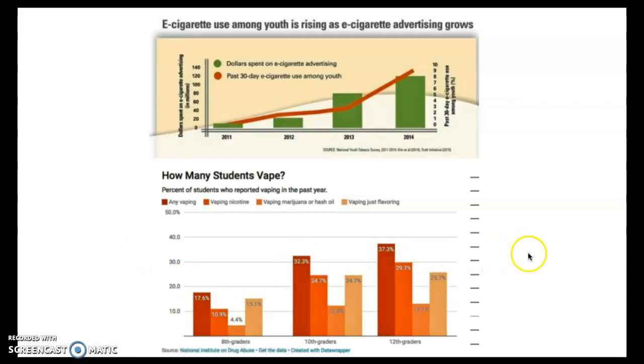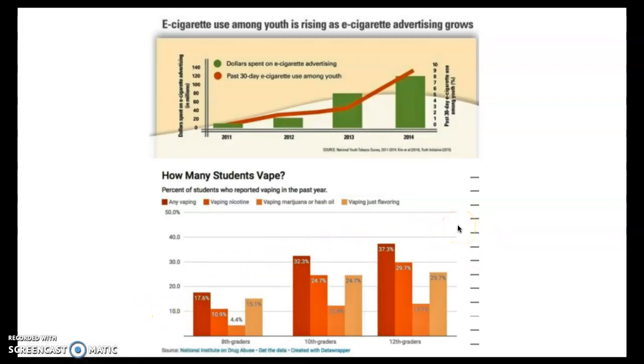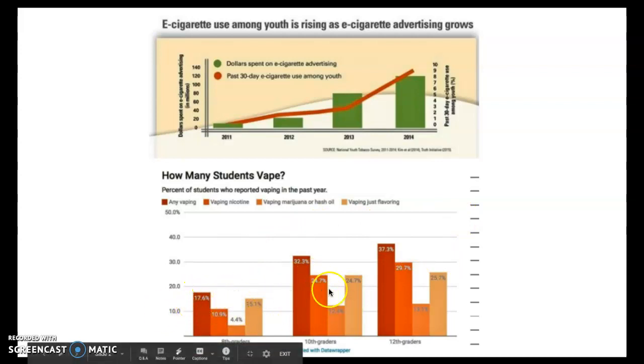Okay? Now, you can kind of see here there's a trend in each one. Now, if I were to ask you, is this an upward trend? Definitely. Starting from 8th grade, going to 12th grade, you can see how that is increasing. And you can see it across the board, from 8th to 10th to 12th.